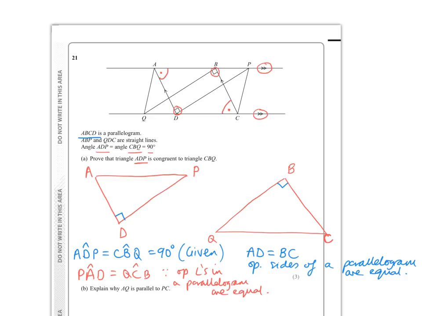So if we look at our original diagrams, then we know that AD and BC are the same. We know these angles here are the same, and we know that PAD and QCB are also the same. So what we have in each case is angle, side, angle. Okay, so that would be the reason to show the congruency between those two triangles, ADP and CBQ.